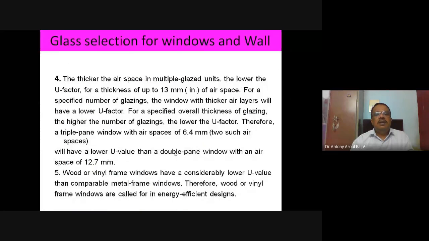And all this we have seen now. Multiple glazed units also we have seen, and increasing the thickness of the multiple glazing unit, and increasing the air gap or the gas gap, the krypton gas gap, that also will be decreasing the U value. That is what we have seen. Wood and vinyl frames are the best material, rather than the metal frames, for the windows.